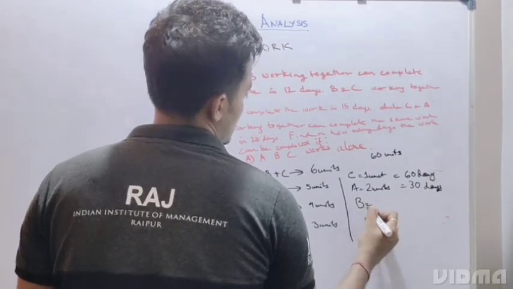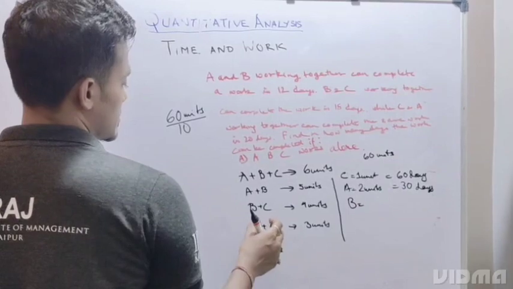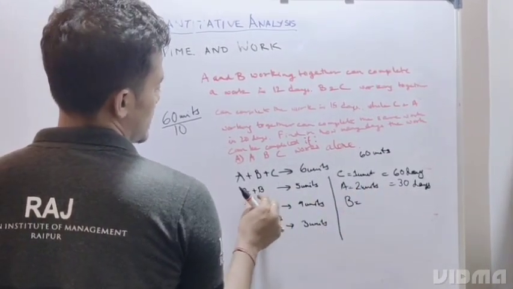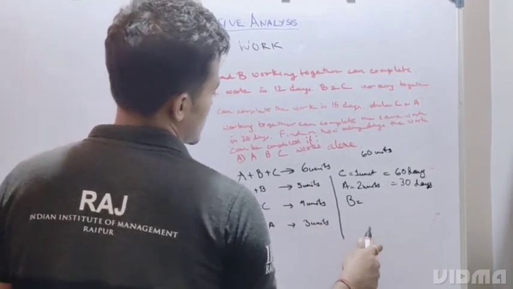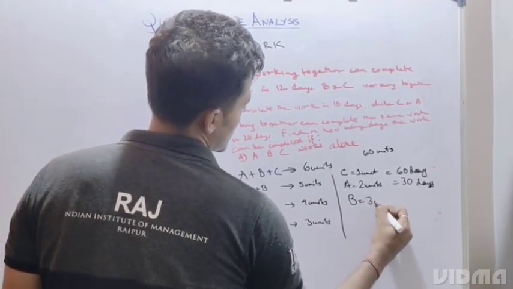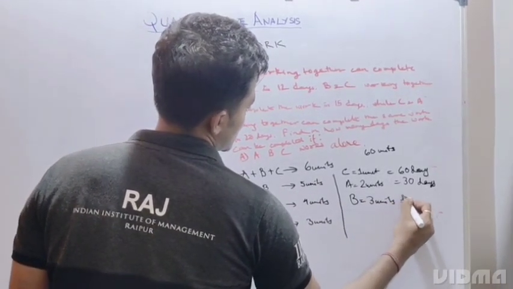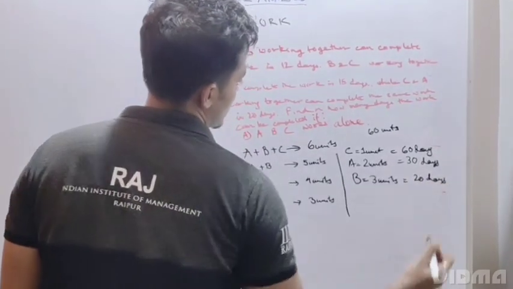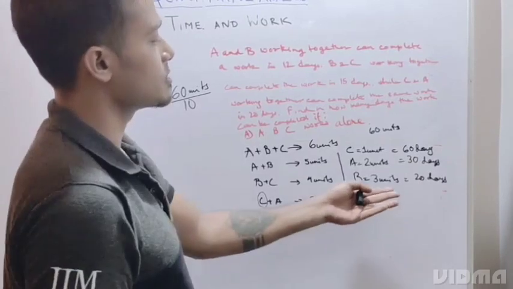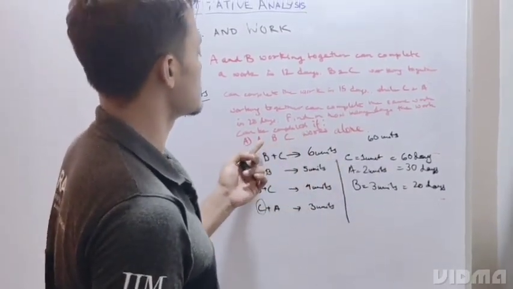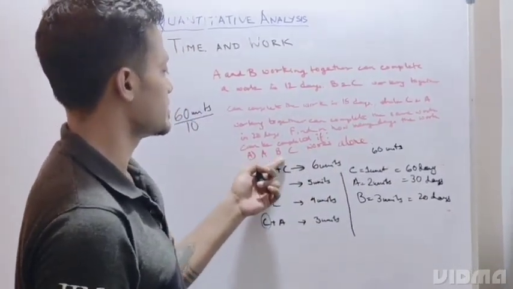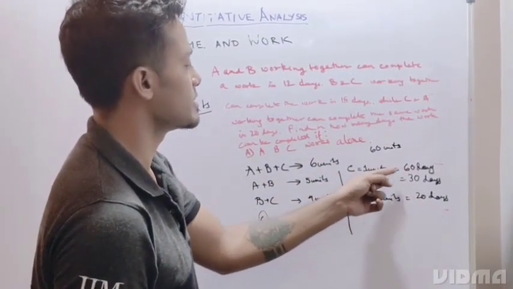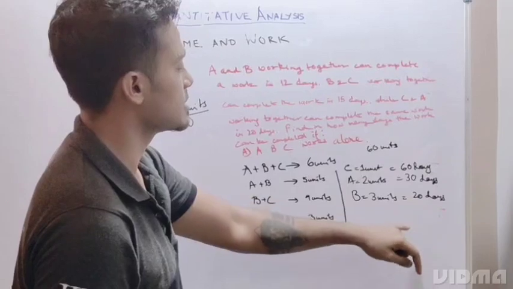And B, how many days will B need? We have got 2 units for A, so B will have 3 units. So B will need 20 days to complete the work. We have already got the answers because they have asked us that A, B and C work alone, to tell us how many days they will take to complete the work. We have already got the answer.